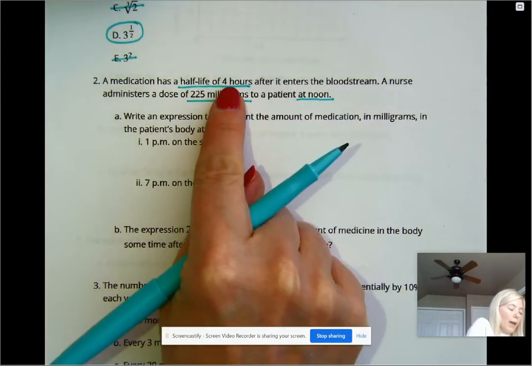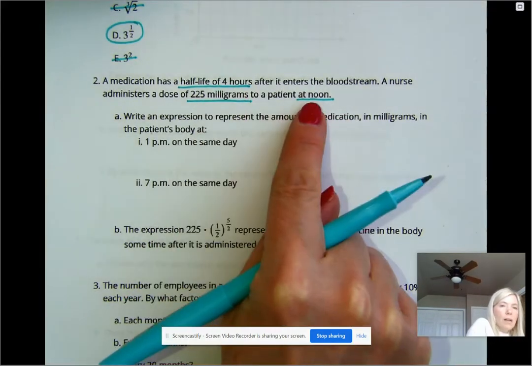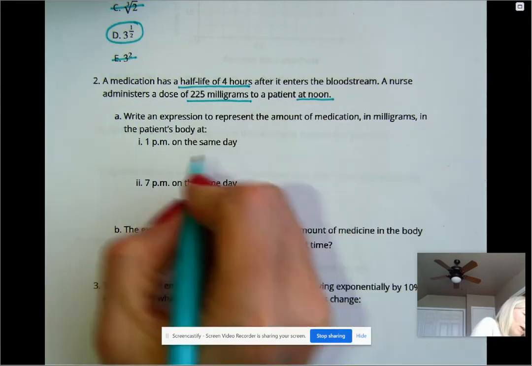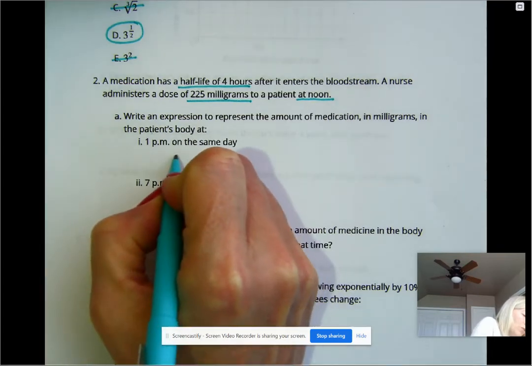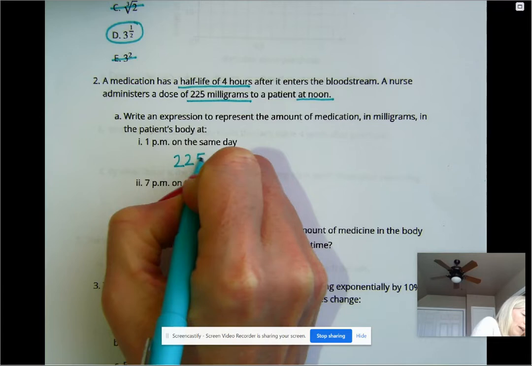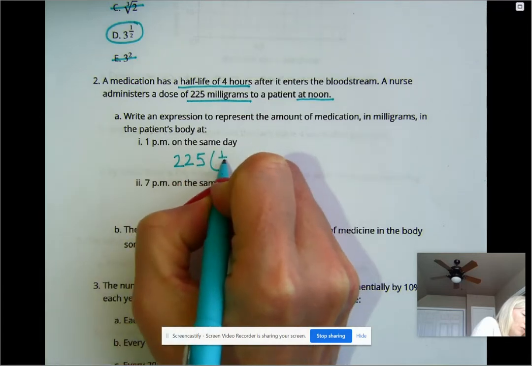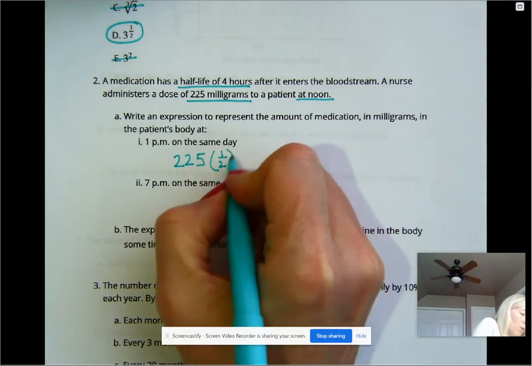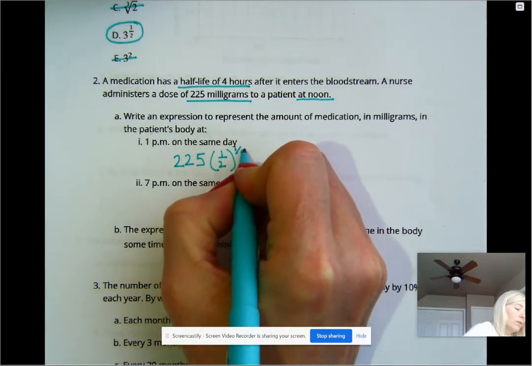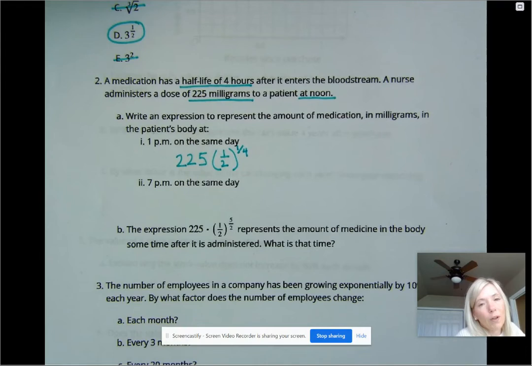It's a 4-hour half-life. It was given 225 milligrams at noon. So at 1 p.m., that's just 1 hour later, the initial amount, 225, and then half will be present in 4 hours. So 1 hour later will just be 1 over 4. So the exponent is 1 over 4. So 225 times 1 half to the 1/4.